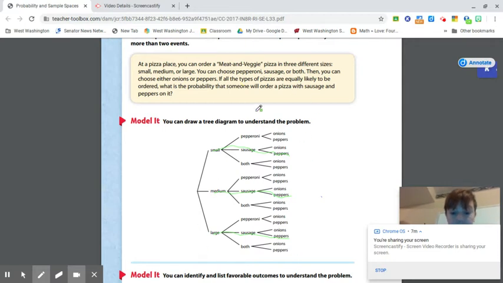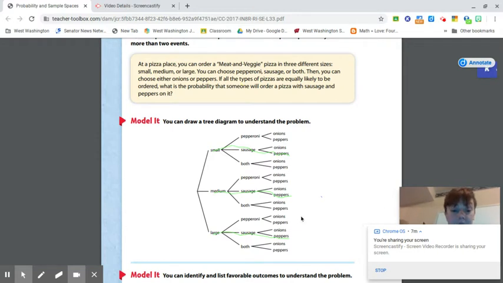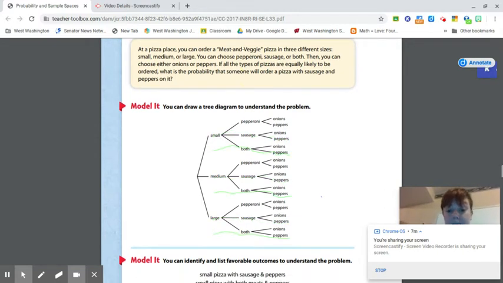And so if someone just randomly goes up and decides what kind of pizza they're going to choose, well, we can actually see all of the outcomes just by looking at the last column. So there's 2, 4, 6, 8, 10, 12, 14, 16, 18. There are 18 total possibilities, and 3 of them have sausage and peppers.